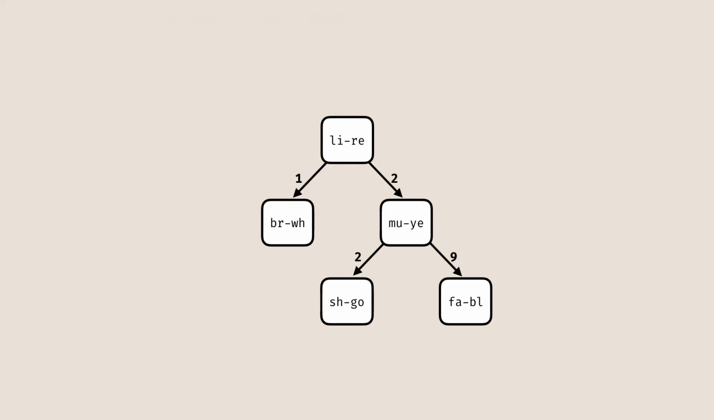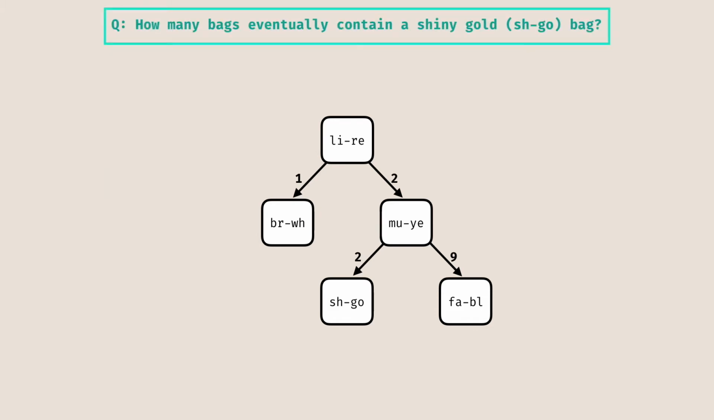Part 1 of the Advent of Code for day 7 asks us to answer this question: how many bags eventually contain a shiny gold bag? And the answer here, I'll go ahead and tell us, is 2. So take a moment, look at this diagram, and figure out how this diagram tells us the answer of 2.